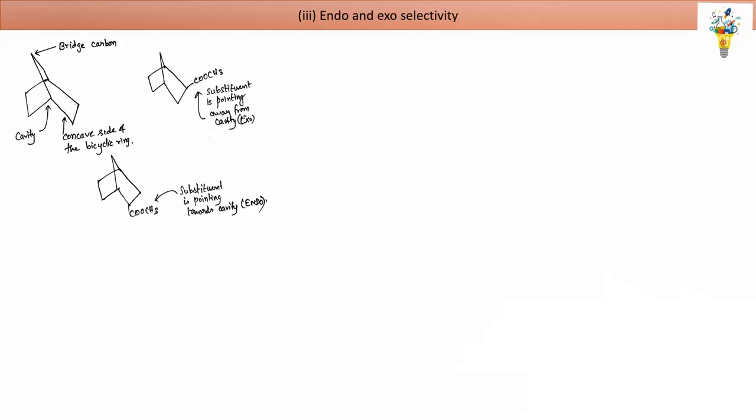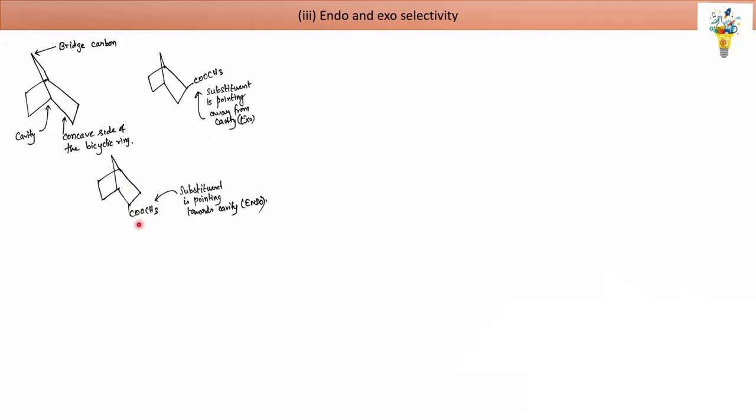Okay. If the group is present on the side that is cis to the bridge carbon, here the COOCH3 is there. It is cis to the bridge carbon. The substituent pointing away from the cavity is exo, away from the cavity. Here the group is pointing towards the cavity, so it is called endo. If the bridge carbon and the substituent are in the cis position, then it is exo. If it is in the trans position, it is endo.